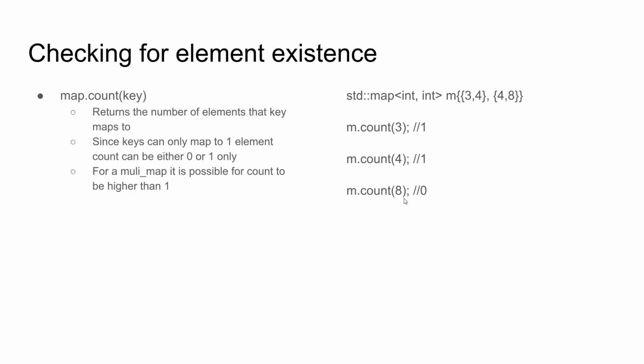And then m.count(8), well, there's nobody who has a key of 8 in there, right? Because the first element is 8, so count would be 0. That element's not in the container. Questions?